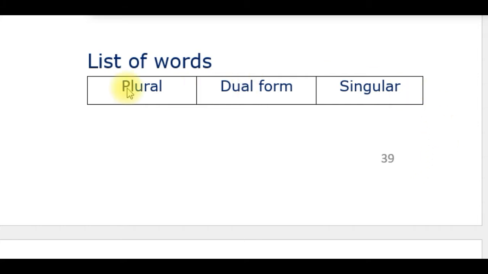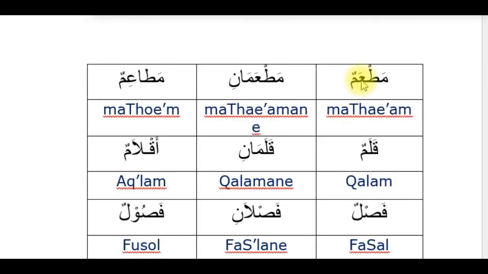List of words. Singular, dual form, plural. Let's look at the first column, singular. مطعم. To change to a dual form, just insert a suffix alif and nun. مطعمان. The plural form is مطاعم.